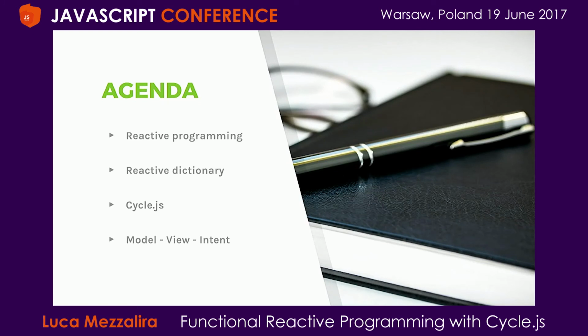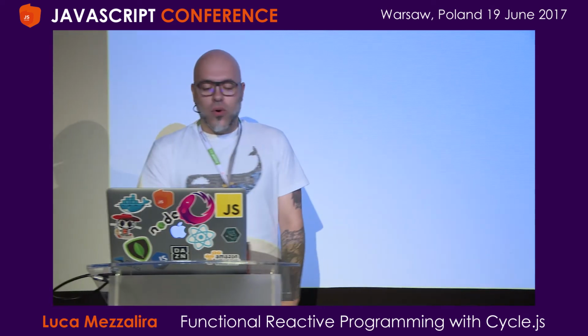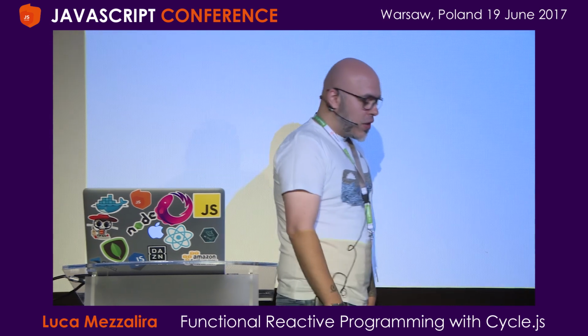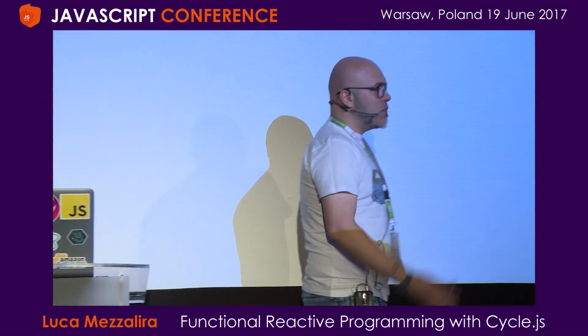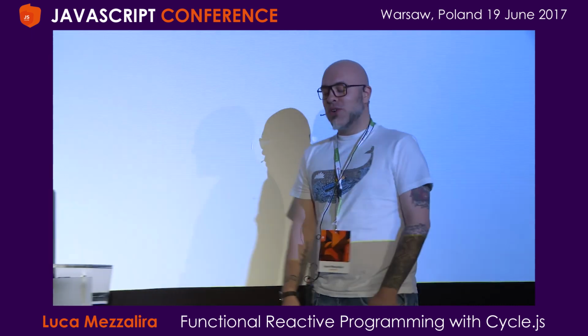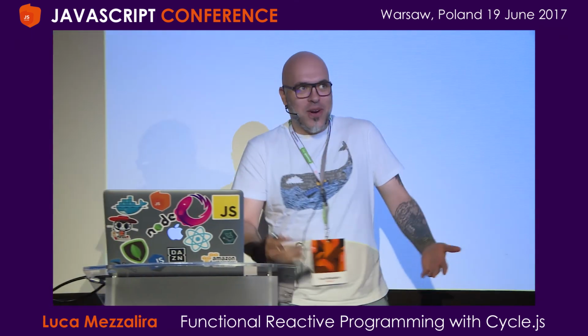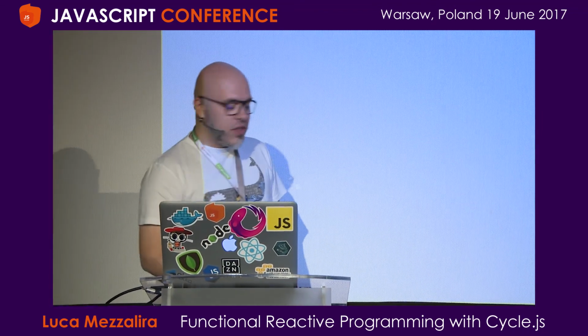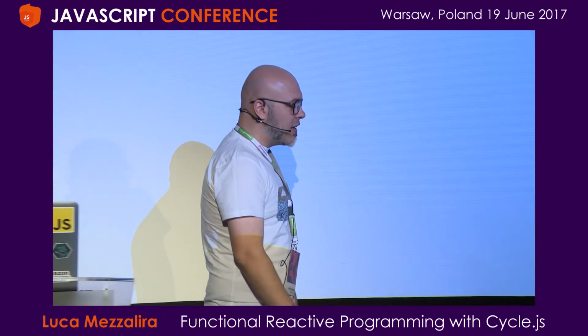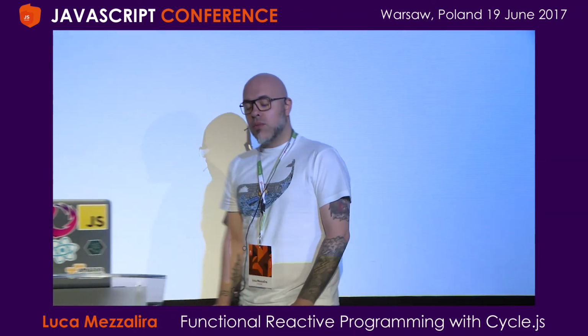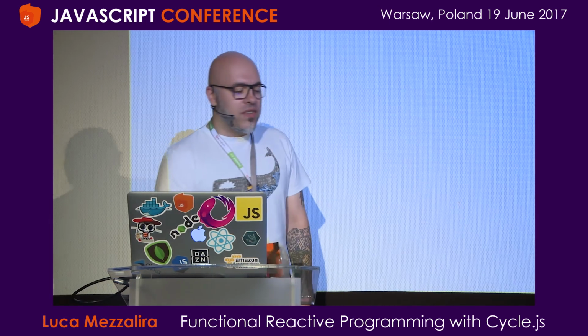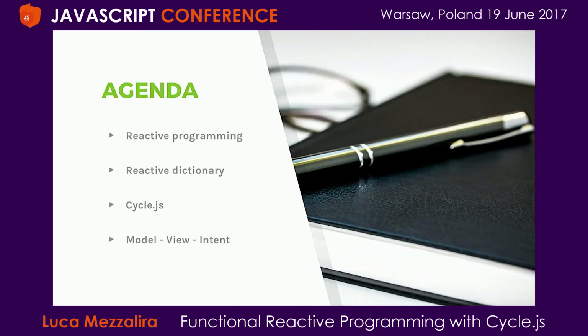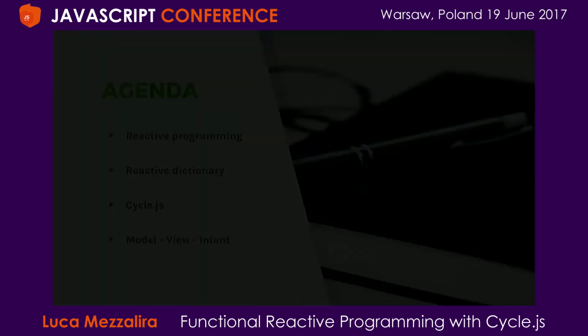So today we are going to talk about a few things. First of all, reactive programming, because I know that maybe a few of you don't know what reactive programming is. We are talking about, for me, an interesting part, that is the reactive dictionary. So what does reactive programming mean, what is a stream, stuff like that. And last but not least, we will see a real implementation. We talk about Cycle.js, that is a functional reactive framework. And we see a full implementation of a reactive architecture. That is what I love about Cycle.js.